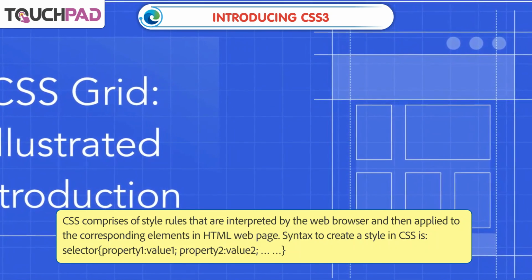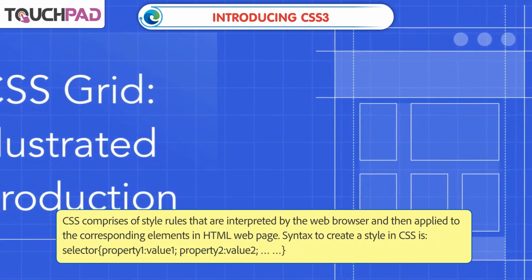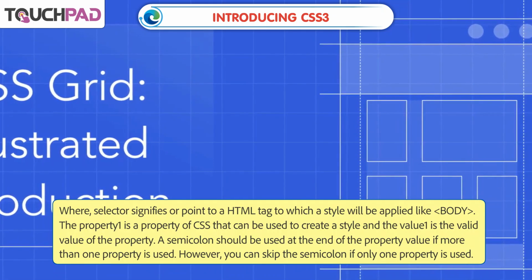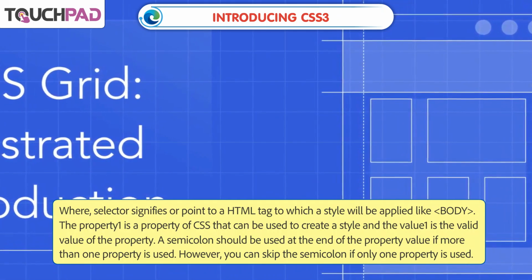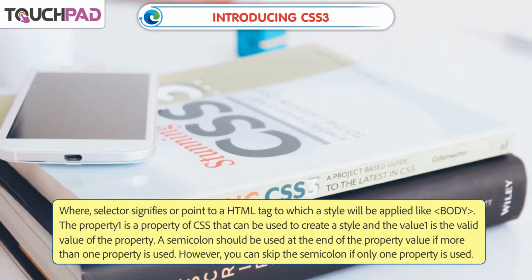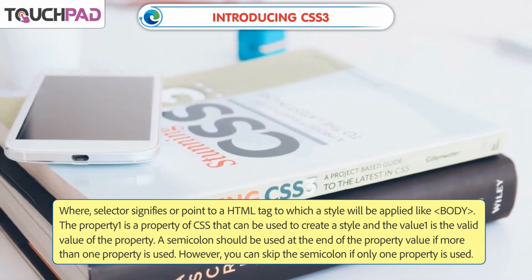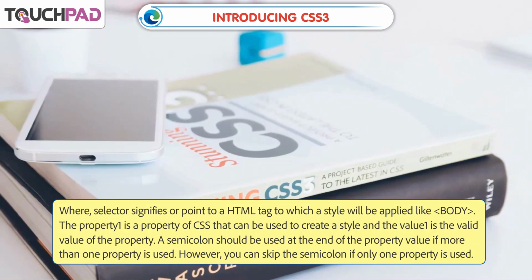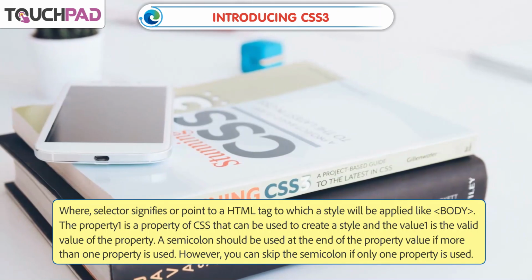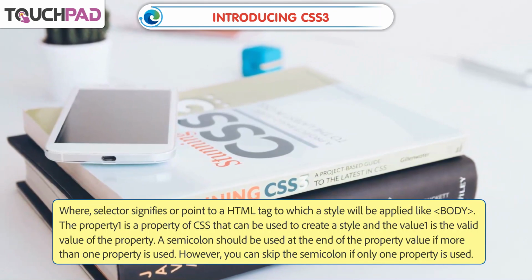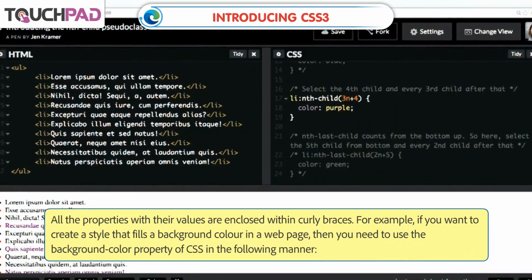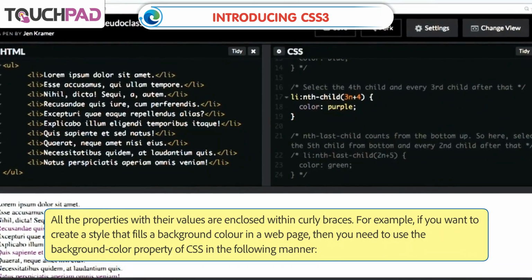Syntax to create a style in CSS is: selector { property1: value1; property2: value2; } where selector signifies or points to a HTML tag to which a style will be applied, like body. The property1 is a property of CSS that can be used to create a style, and the value1 is the valid value of the property. A semicolon should be used at the end of the property value if more than one property is used. However, you can skip the semicolon if only one property is used. All the properties with their values are enclosed within curly braces.